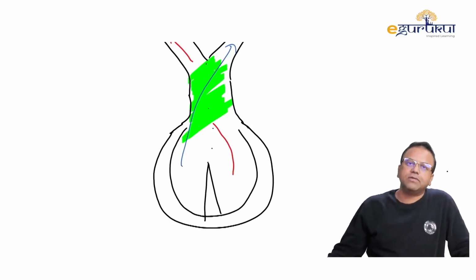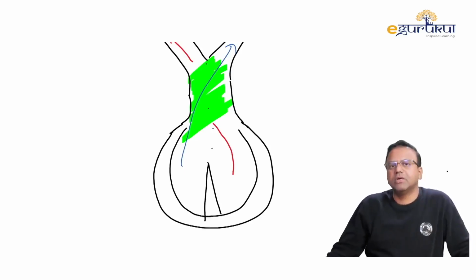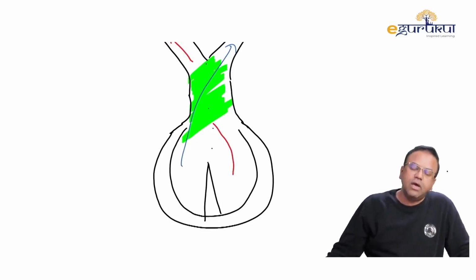So the point that I'm trying to stress here is that a simple embryological concept explains all the features of tetralogy of Fallot, and that is the anterior displacement of the septum spiral. So what does tetralogy of Fallot include?